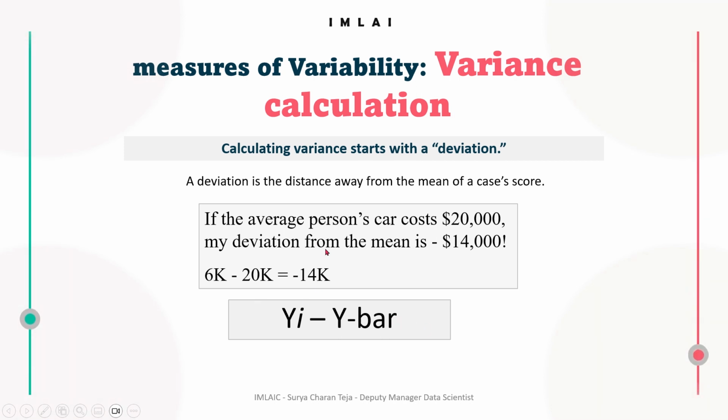So here in this example, if the average person's car costs $20,000 and my deviation from the mean is minus $14,000, in that case, what would be the car cost of mine? So it would be 6K. Anyway, the deviation is pretty simple. The deviation is equal to your individual value minus the mean. That's it. That's what the deviation is.